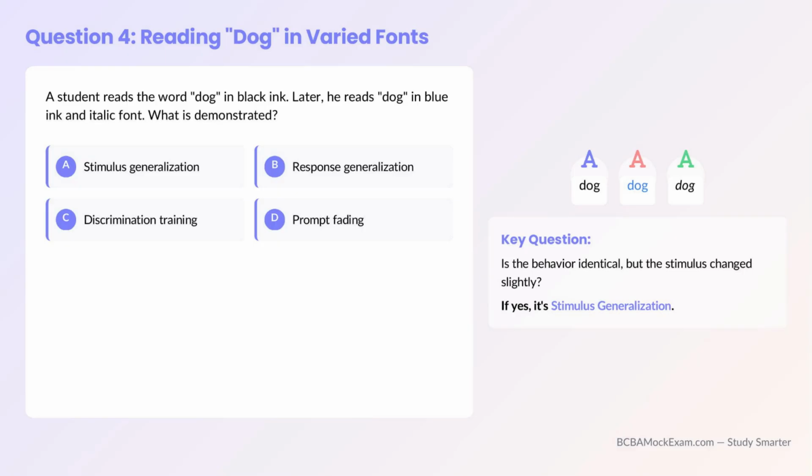Question 4. A student reads the word dog in black ink. Later, he reads dog in blue ink and italic font. What is demonstrated? A. Response generalization. B. Stimulus generalization. C. Discrimination training. D. Prompt fading. Is the behavior identical, but the stimulus changed slightly? If yes, that's stimulus generalization.